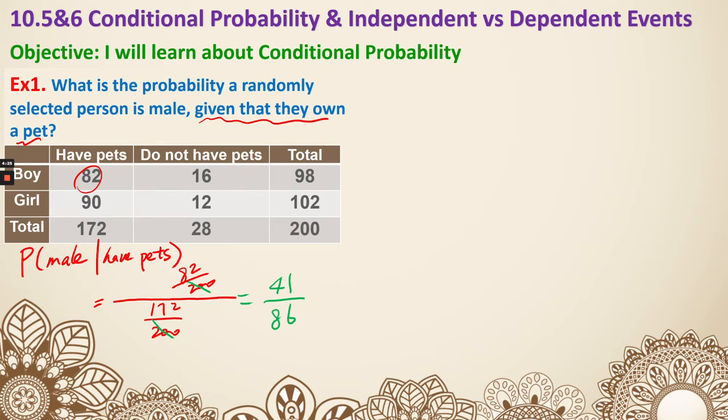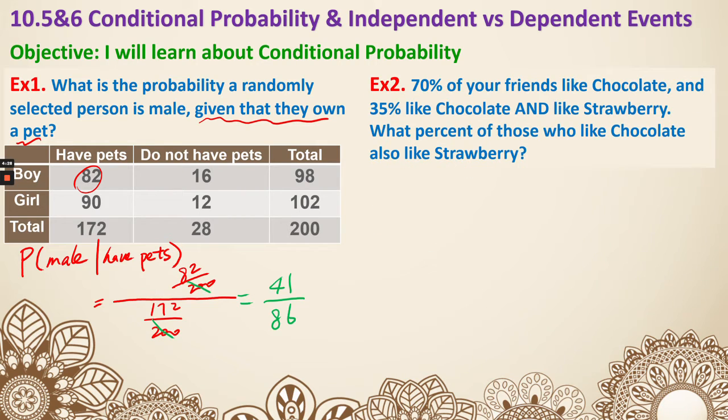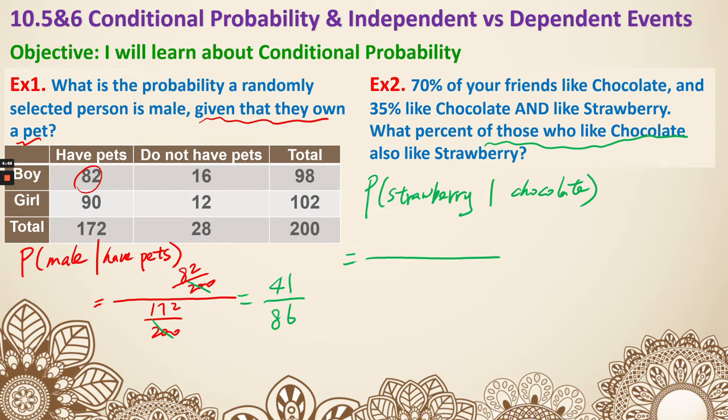That's example 1. Next, 70% of your friends like chocolate and 35% like chocolate and like strawberry. What percent of those who like chocolate? Those who like chocolate. So that's our given event. The probability of strawberry given chocolate. Use the strawberry and chocolate, which is 35%, divided by just the chocolate, which is 70%. So that is going to be 1 over 2. That's example 2.